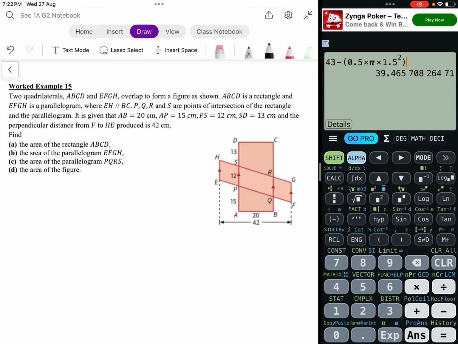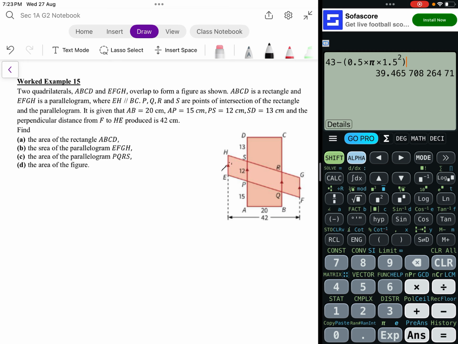Two quadrilaterals ABCD, EFGH overlap to form a figure as shown. ABCD is a rectangle and EFGH is a parallelogram where EH is parallel to GF. So they are all parallel. So you have all these lengths and you have 42. From here to here, that means the perpendicular height of the parallelogram is 42. So they ask you to find the area of rectangle ABCD.